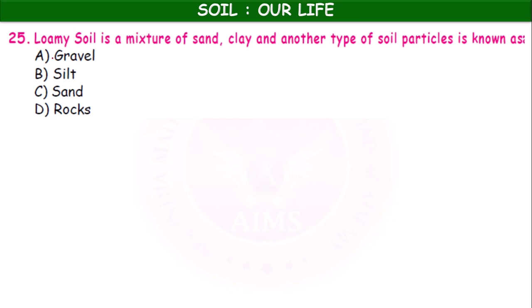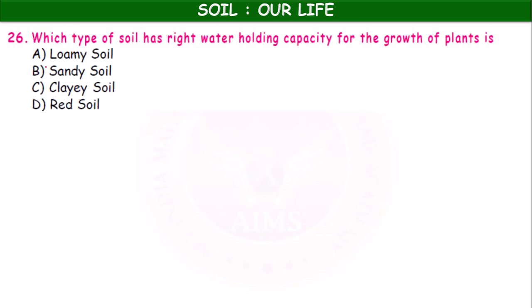The loamy soil is a mixture of sand, clay and another type of soil particle. It is known as gravel, silt, sand, rocks. Silt. Which type of soil has the right water holding capacity for the growth of plants? Loamy soil, sandy soil, clay soil, red soil. It is the loamy soil.